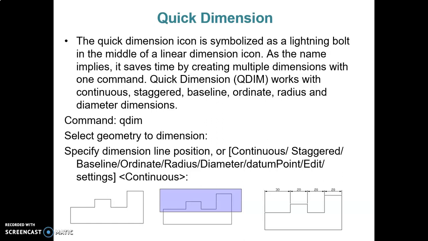Okay, for quick dimension, the icon is symbolized as a lightning bolt in the middle of a linear dimension icon. As the name implies, it saves time by creating multiple dimensions with one command. Quick dimension works with continuous, staggered, baseline, ordinate, radius and also diameter dimensions.